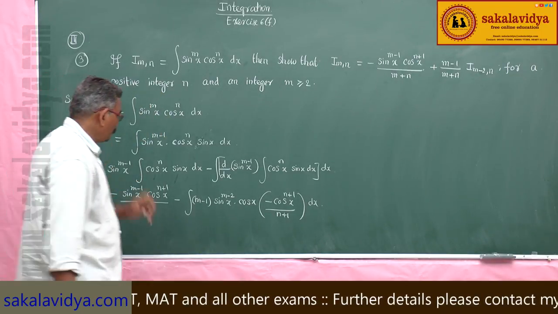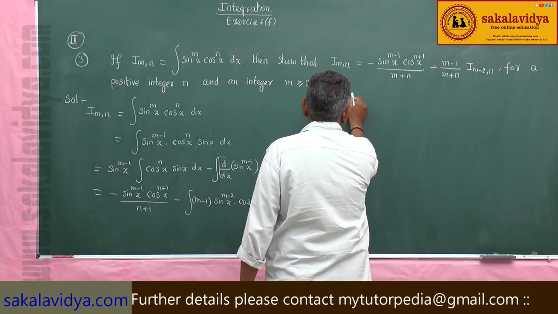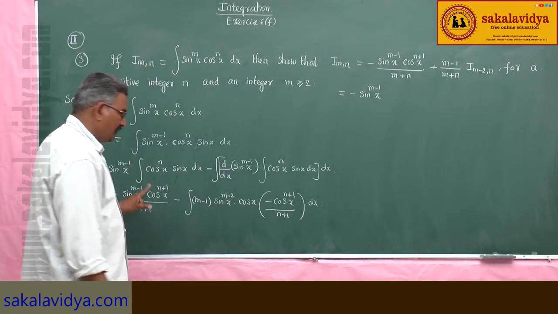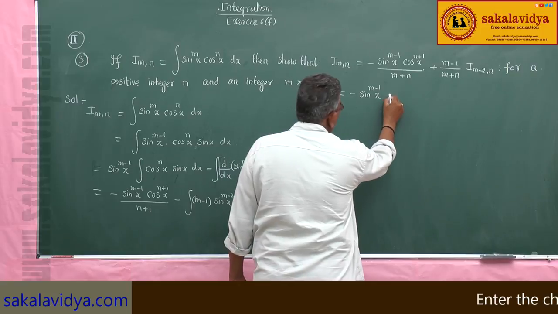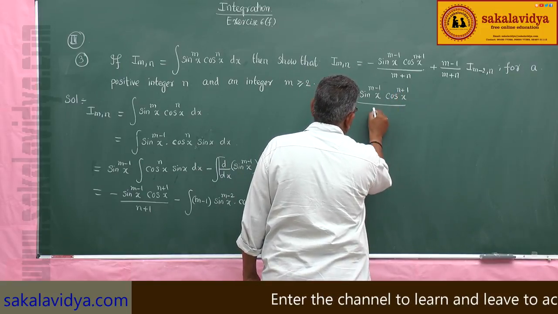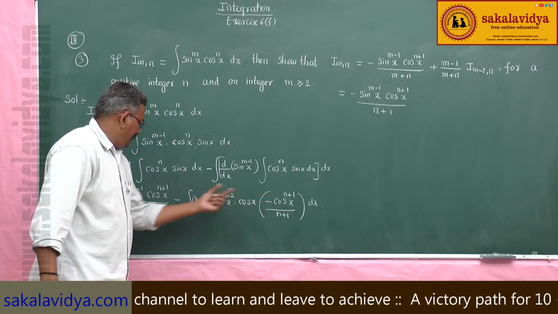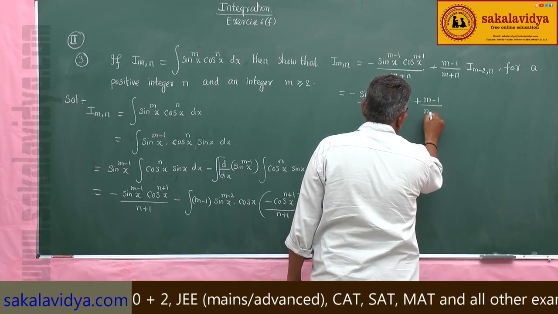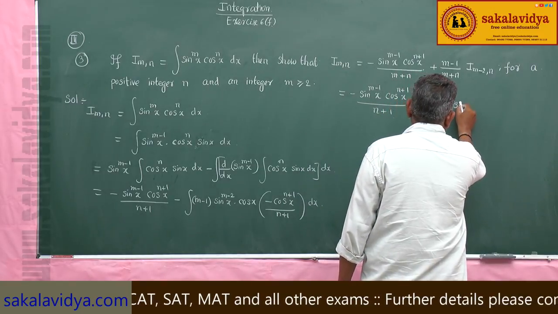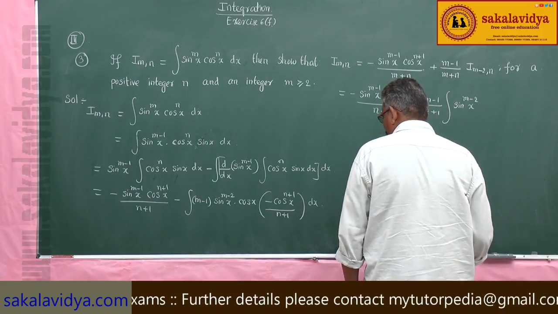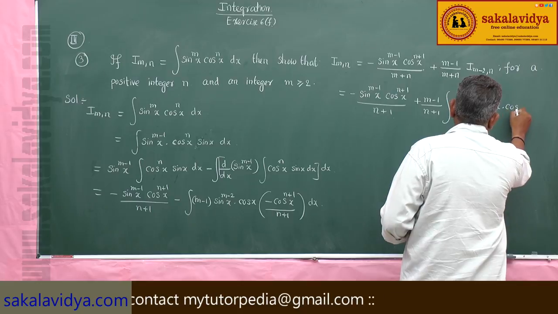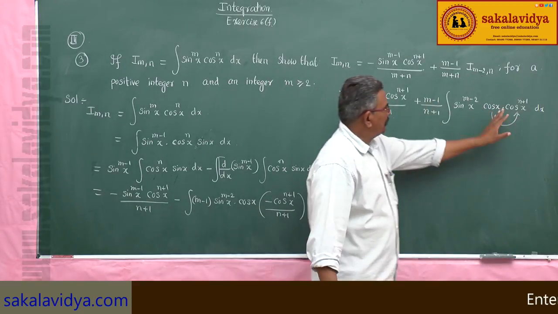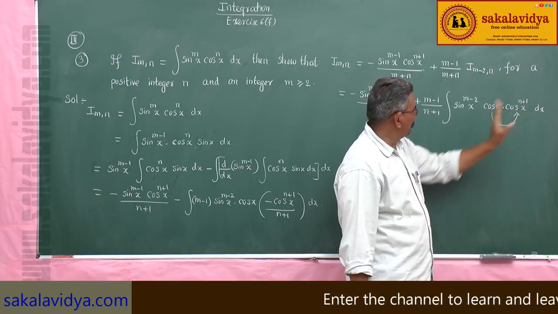Let us simplify it. Now, this is equal to minus sin x to the power of m minus 1 and cos x to the power of n plus 1 by n plus 1. Check this step once again. And now here, minus m minus 1 by n plus 1, minus into minus is plus, so plus m minus 1 by n plus 1 integral sin x to the power of m minus 2 cos x into cos x to the power of n plus 1 dx. So let us separate this better: cos x to the power of n plus 1 is cos x to the power of n into cos x, we write it.